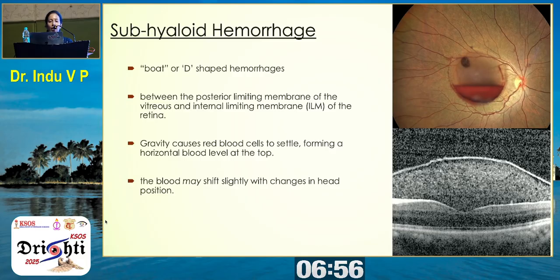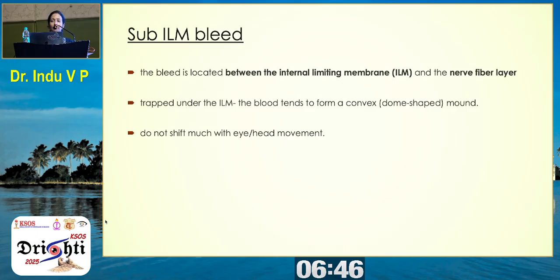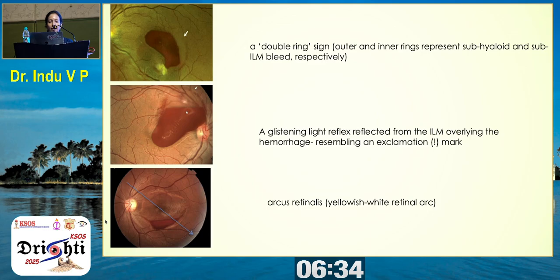And on OCT, you can see a highly reflective membrane indicating the posterior hyaloid, the red blood cells posterior to it, and you can see the details of the retina to a certain extent. A sub-ILM bleed occurs between the taut ILM and the retinal nerve fiber layer. Because it's trapped under the taut ILM, it does not move with the position of the head and it is dome-shaped. So this is a sub-ILM bleed.